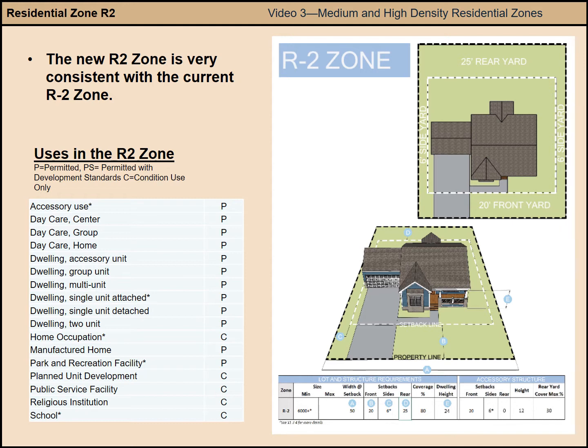The other change to this zone is the setbacks. The 30-foot front yard has been reduced to 20 feet, and the side yards have been changed from 8 inches for every foot of building height to a standard 6-foot minimum. These setbacks are illustrated in the images on the right-hand side of the screen.